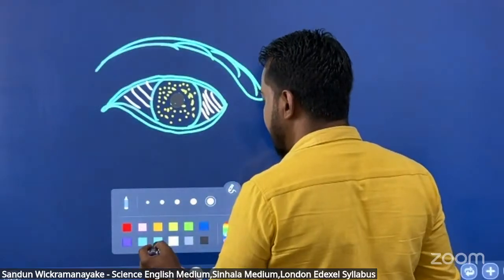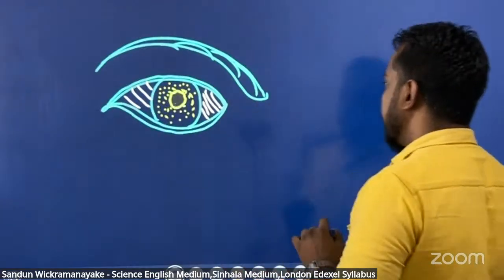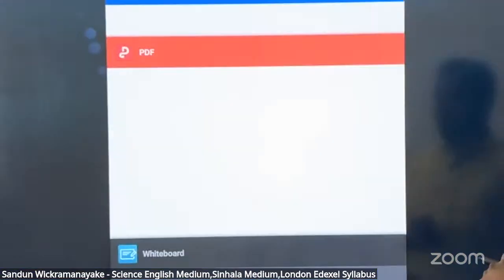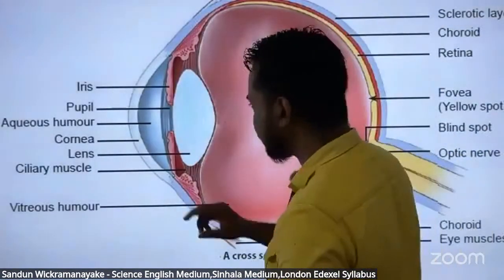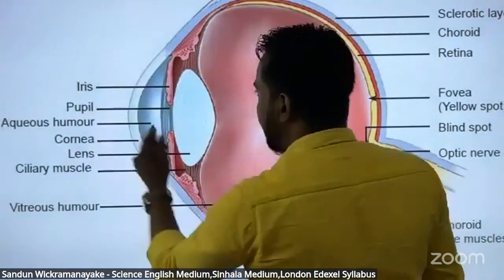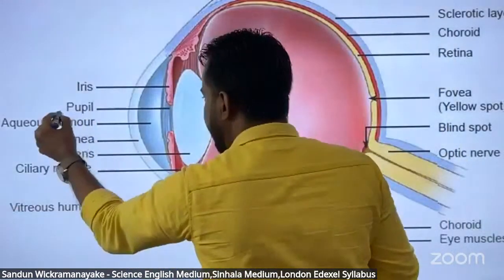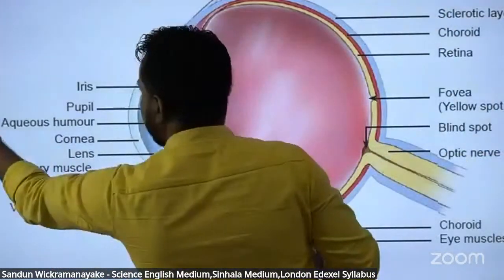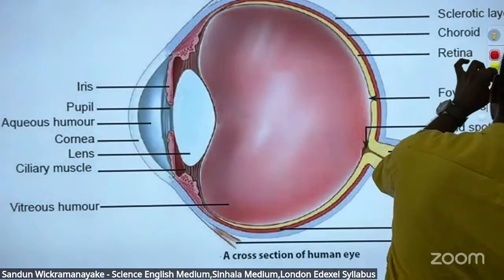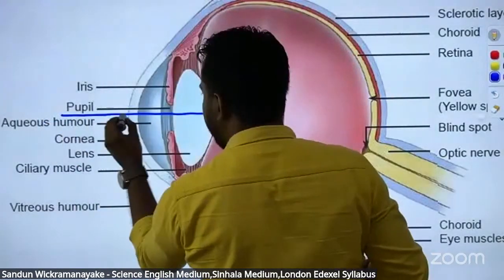No color changes there. Right? What is the black color hole of this human eye? Look at this. We can call it the pupil. Right? The pupil. By using this pupil, we can enter the light rays inside of the human eye.